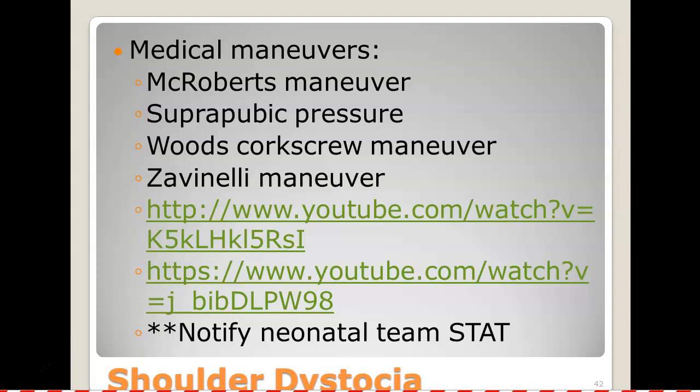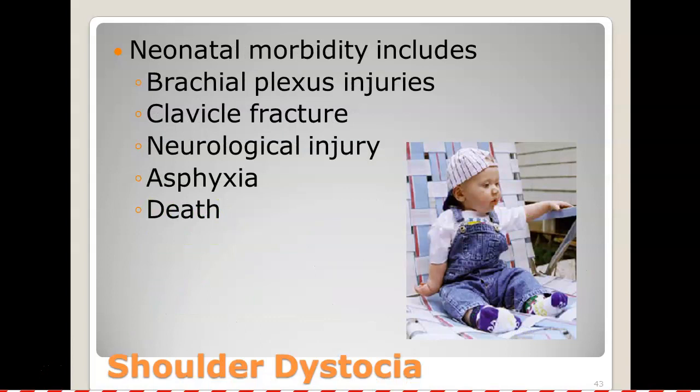So what can be the result of a shoulder dystocia? Well, there could be neonatal morbidities, including a brachial plexus injury, a clavicle fracture, a neurological injury, asphyxia due to the compression of the blood flow in that state, and then death. So this is a picture of a baby who had permanent brachial plexus injuries due to a shoulder dystocia.